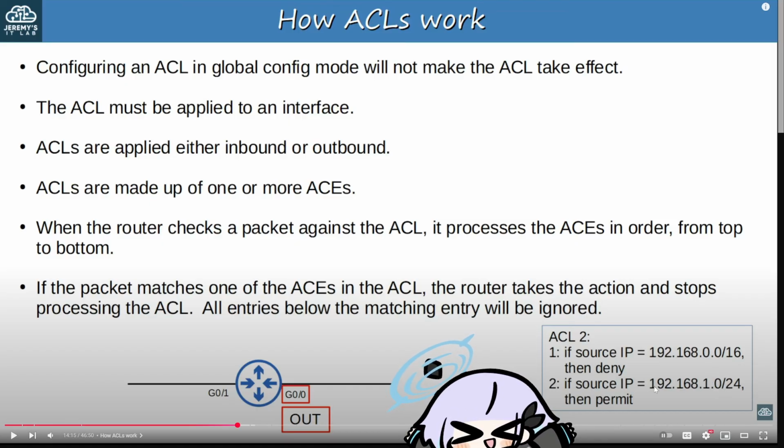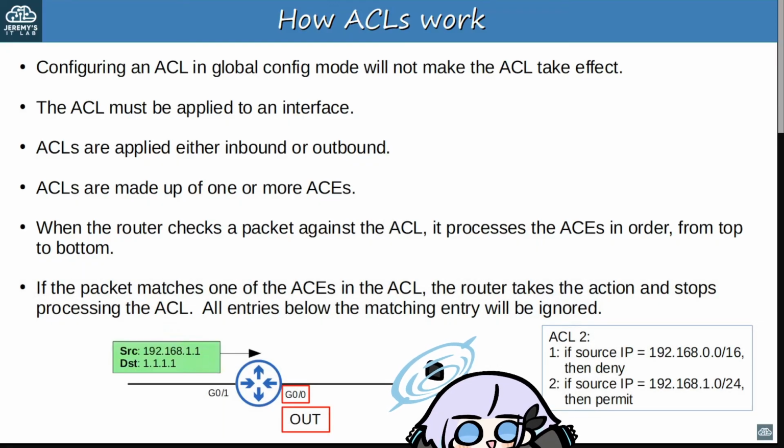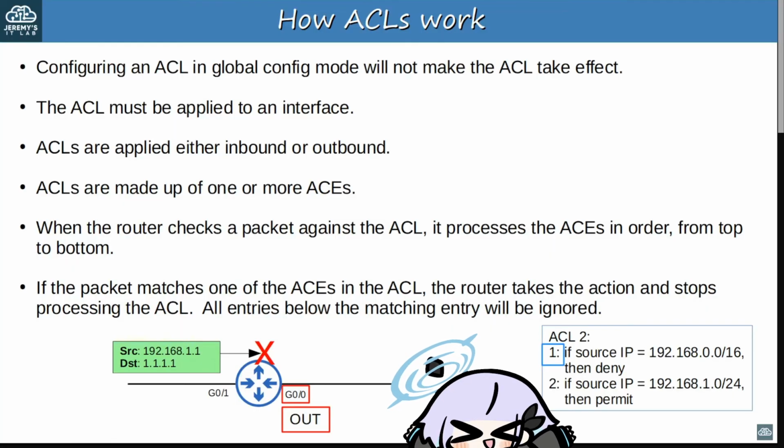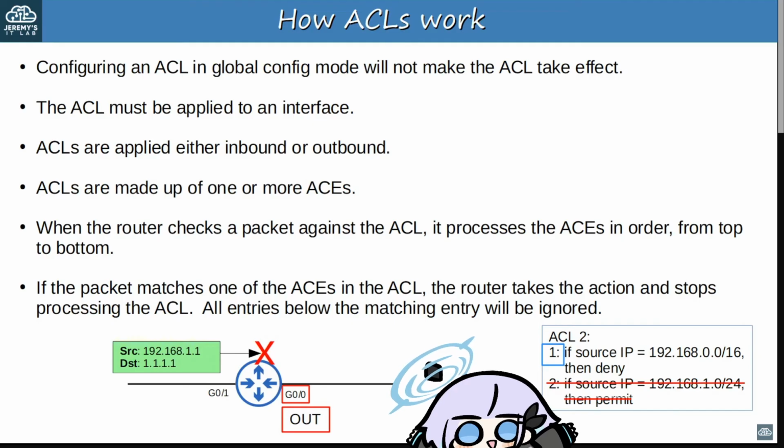Meaning that if you use 192.168.1.1, that's still affected by /16 because it's 1.1. You basically put numbers into the zeros. The router will once again check ACL 2 before forwarding the packet. The first entry tells the router to deny the packet, so it will be discarded, not forwarded out of the interface. It doesn't care about the subnet mask of entry 2, which tells the router to permit that source IP. That entry is ignored.